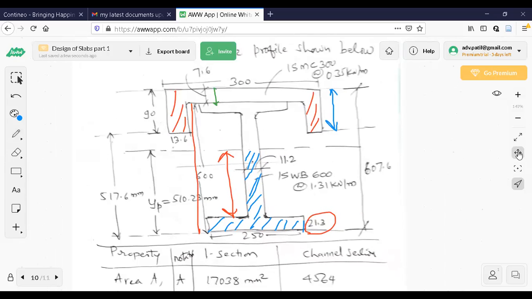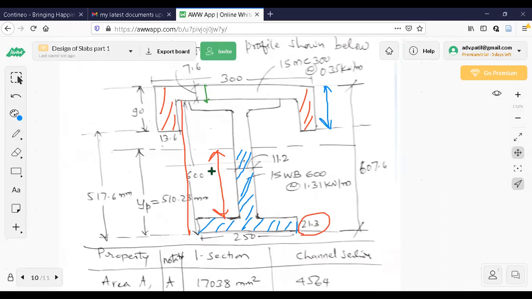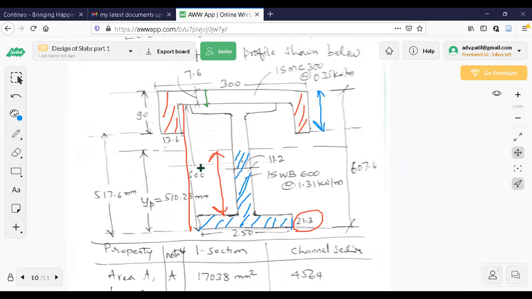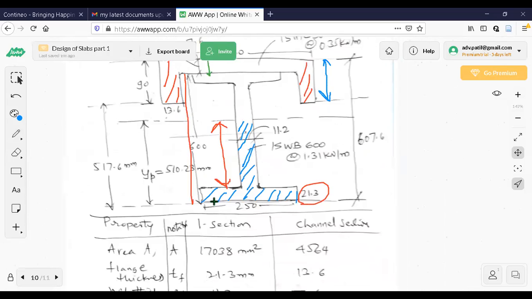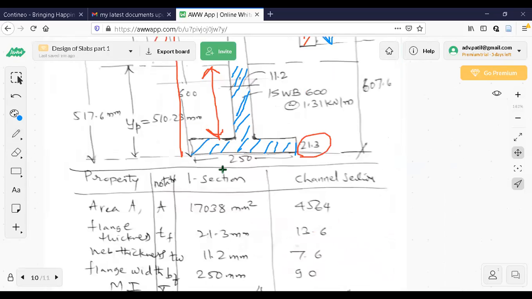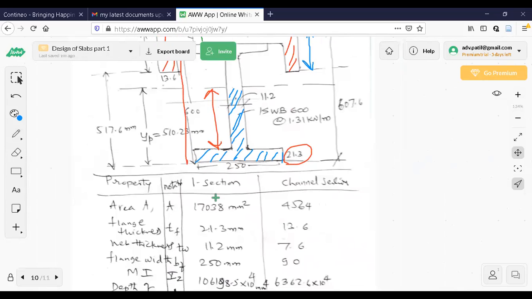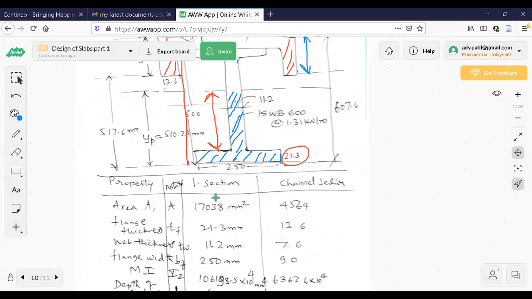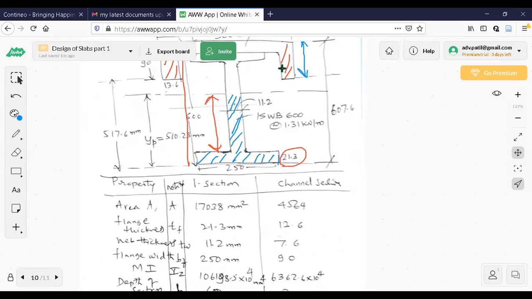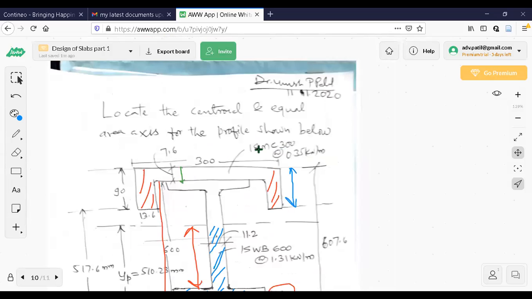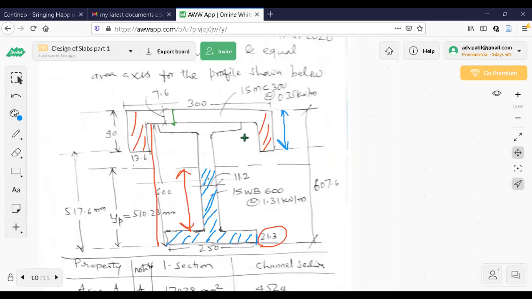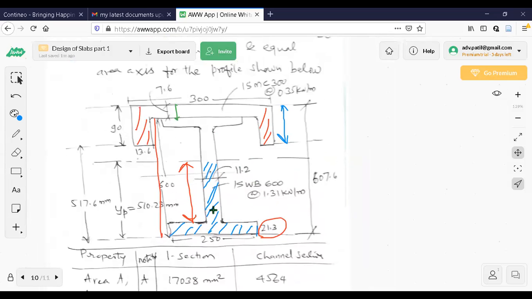You'll come to know later. Let us imagine like this: two sections are given, channel and I section. You are supposed to find the equal area axis. So any questions on this? Any doubts on how to find the equal area axis using a profile given in the problem? You can see the profile is given as well as the sections, ISMC and ISWB.